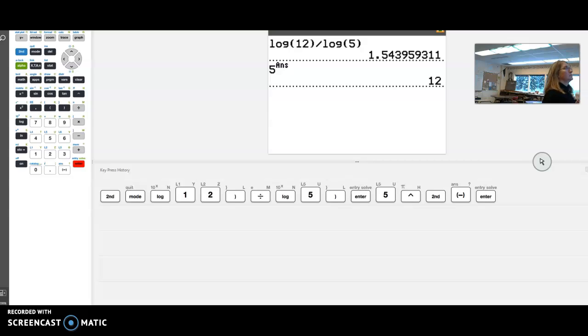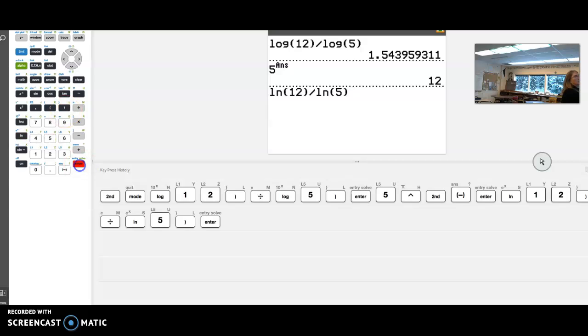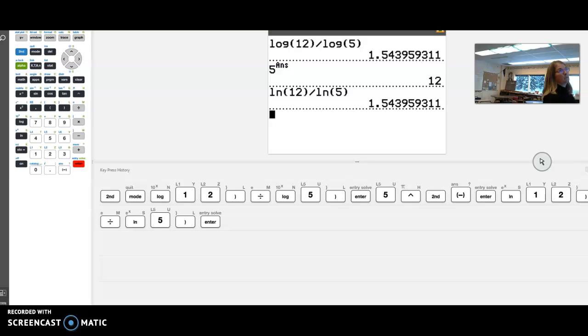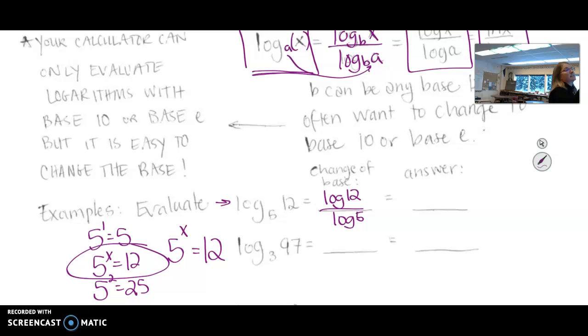Okay, so you can also do that same thing with natural log. If I type in natural log of 12 divided by natural log of 5, we get the exact same result. So either one, but you just have to make sure that if it's log on the top, it's log on the bottom, base 10. And if it's natural log, that you use natural log over natural log. Okay, so that was approximately, what was it, 1.544. We'll round to thousands place. 1.5, and I should put approximately 44.